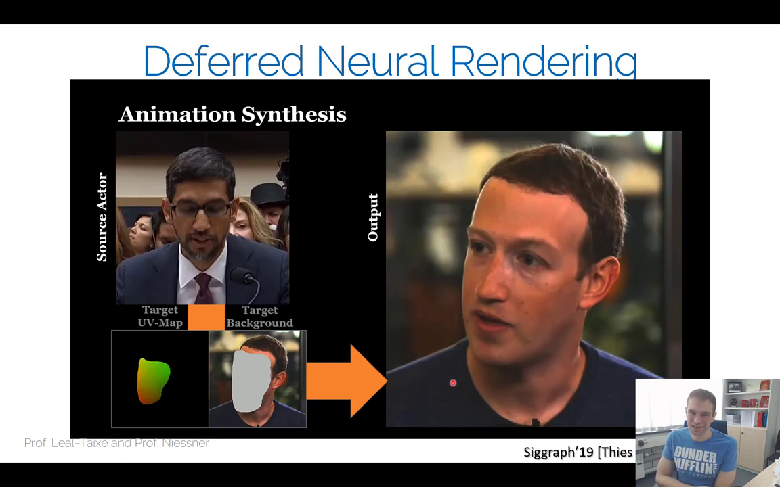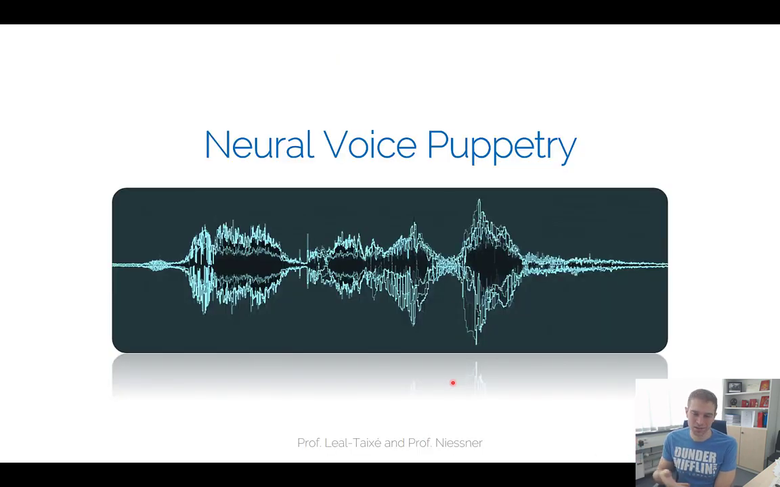So you can animate this guy with taking voice or even text as input. This is a very recent project that Justus has also been doing, neural voice puppetry. The idea here is basically we want to give virtual assistants a face, right? So you have Siri and Alexa and these kind of virtual assistants, and we want to basically synthesize the respective video avatar for it.